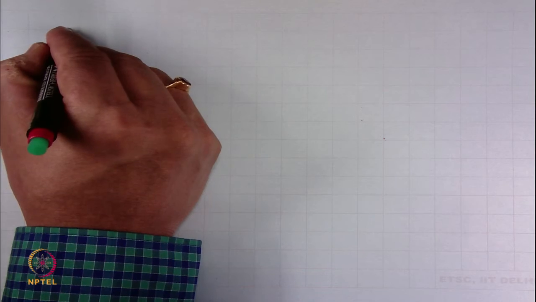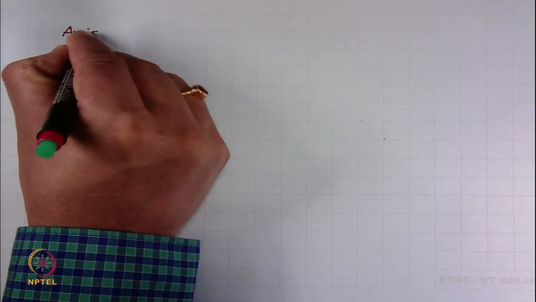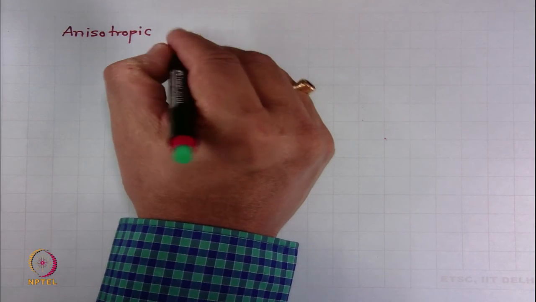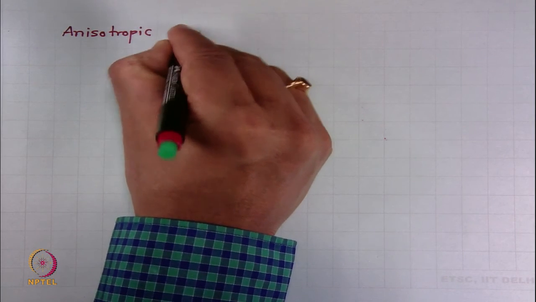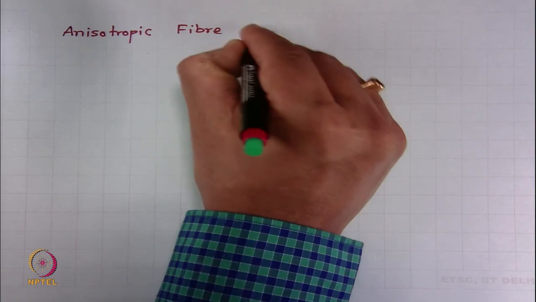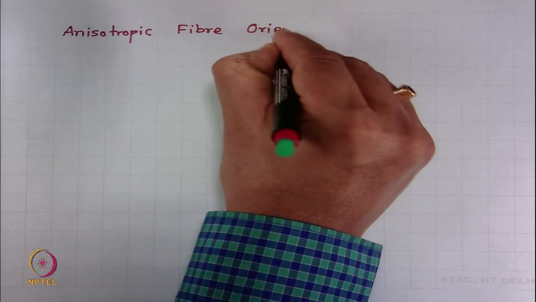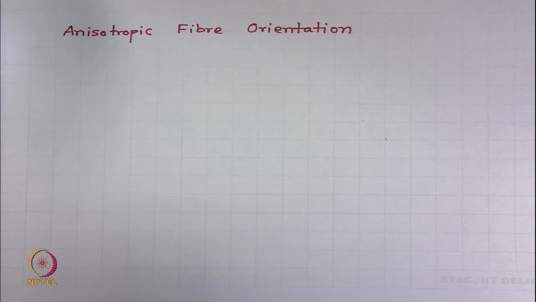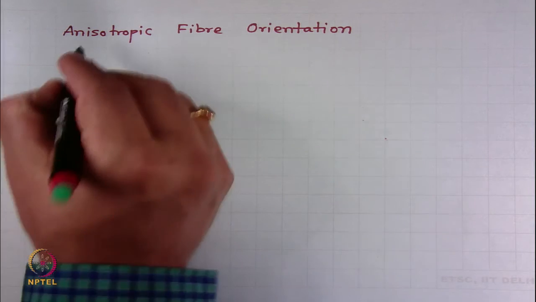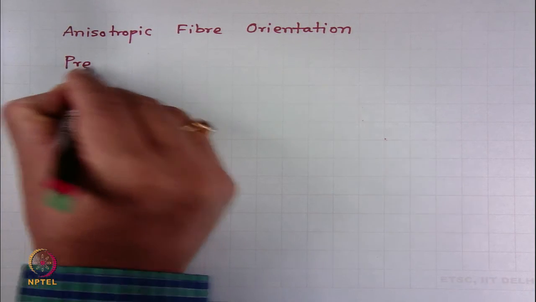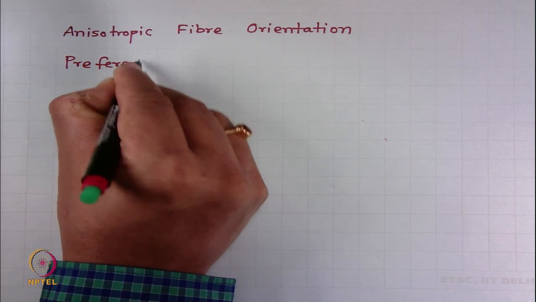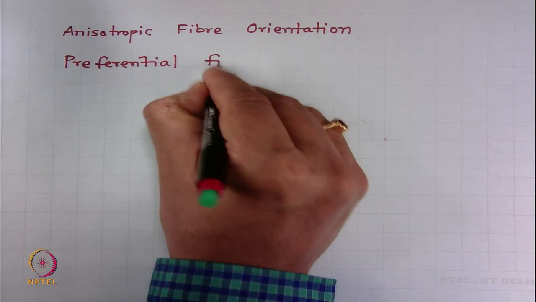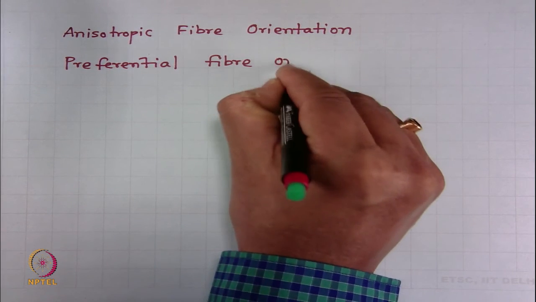So, anisotropic fiber orientation or preferential fiber orientation in one direction.